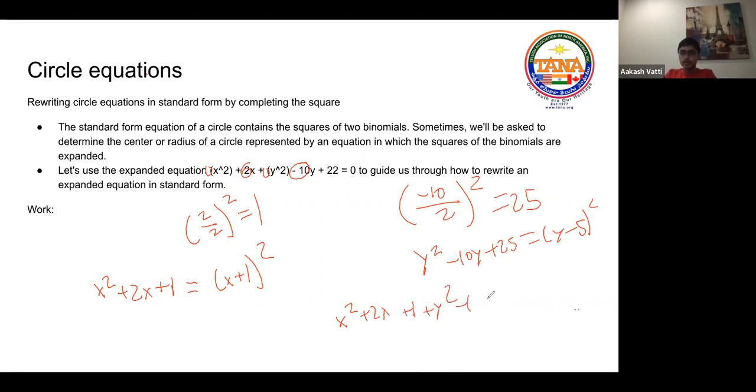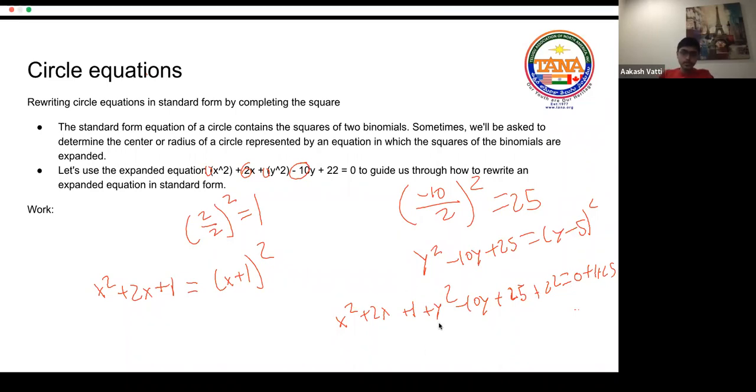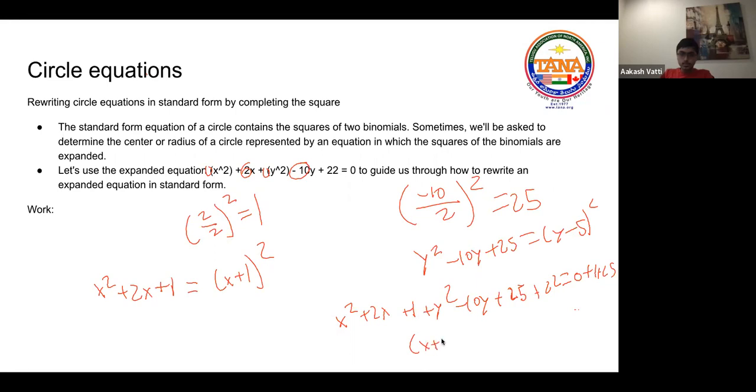squared minus 10y plus 25 plus 22 is equivalent to 0 plus 1 plus 25. Because remember, when you add stuff to one side, you have to add it to the other side as well, because you have to balance the equations. And that is equivalent to x plus 1 squared plus y minus 5 squared plus 22 is equal to 26. And now we have both completed squares.